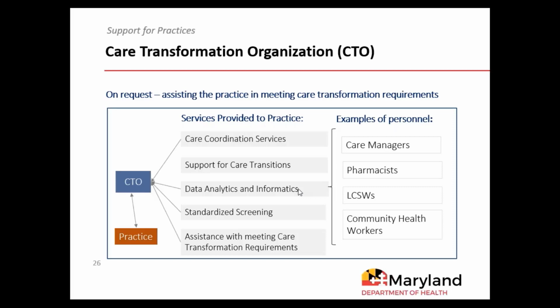So here's just some of the things that the care transformation organizations do. They provide care managers, pharmacists, LCSWs, community health workers, and this whole range of services that can be provided to you through your care transformation organization. Not every practice needs one. Not every practice wants one. That's an election that you make. But if you have them, make sure that you use them to the greatest extent that you can.